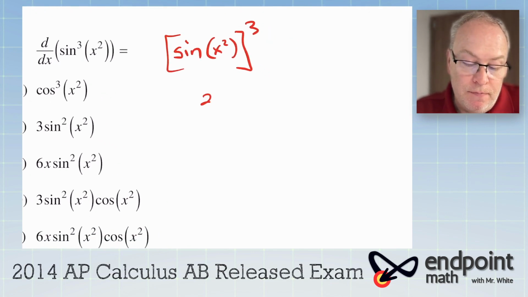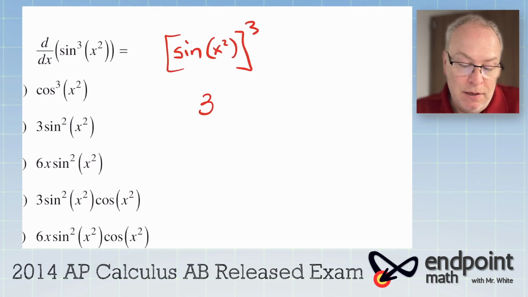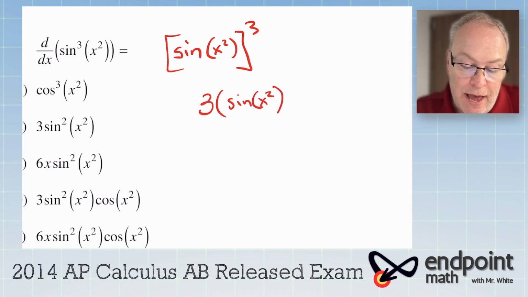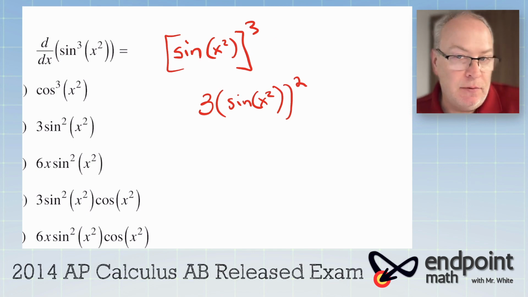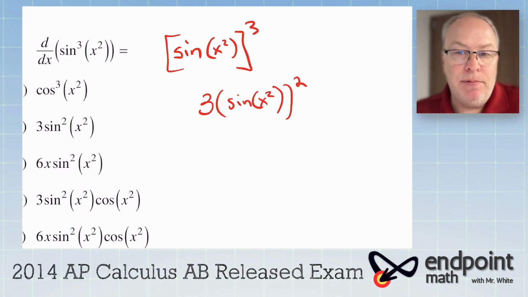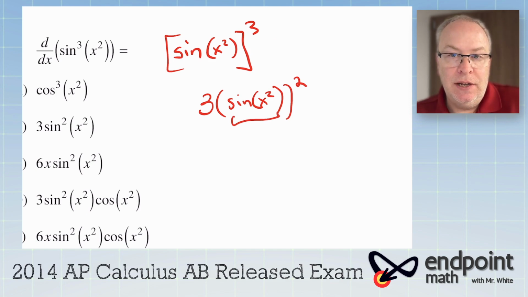So we throw the exponent out front. The base stays the same. The exponent goes down by 1, so it becomes a sine squared instead of a sine to the third power. But we have to multiply by the chain, which is the sine of x squared here. So we're going to multiply by sine of x squared.